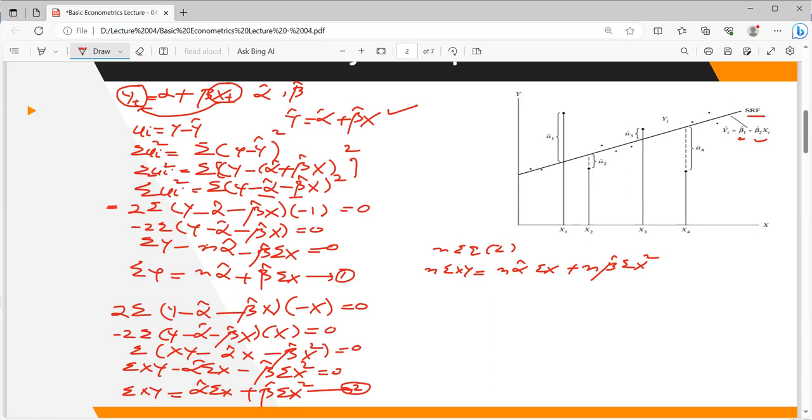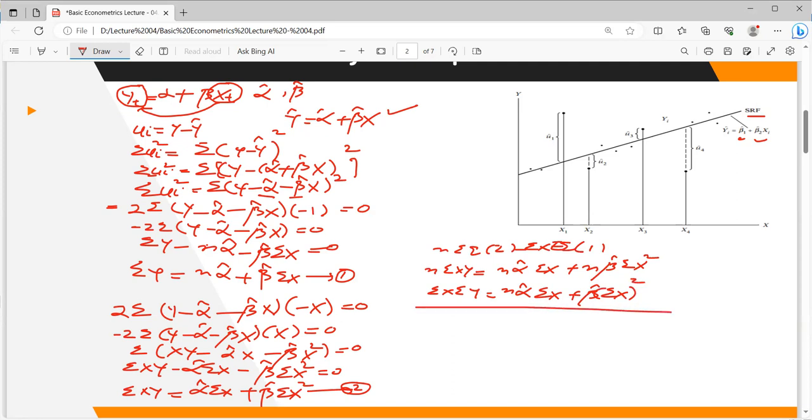Then multiply equation 1 by summation x for comparing both equations, and subtract from equation 2. So we can write it minus summation x multiplied by equation 1. So you can write it as summation x summation y is equal to n alpha estimated summation x plus beta estimated summation x whole square.